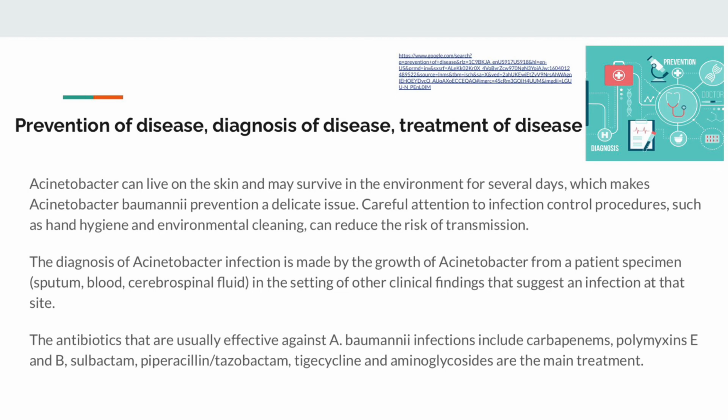The antibiotics usually effective against baumannii include carbapenems, polymyxins E and B, sulbactam, piperacillin-tazobactam, tigecycline, and aminoglycosides, which are the main treatments for this disease.